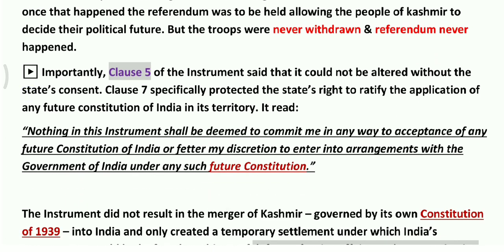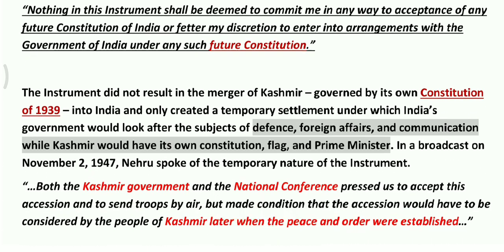Importantly, Clause 5 of the instrument said that it could not be altered without the state's consent. Clause 7 specifically protected the state's right to ratify the application of any future constitution of India in its territory. It read, "Nothing in this instrument shall be deemed to commit me in any way to acceptance of any future constitution of India or fetter my discretion to enter into arrangements with the government of India under any such future constitution."